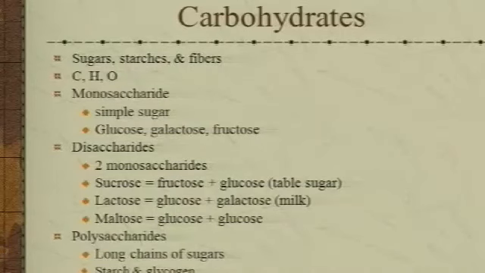Now, when we get into polysaccharides, these are going to be long chains of sugars. These could be as long as hundreds of sugars linked together. These are going to be starches, fibers, and glycogen. And they're going to be multiple monosaccharides linked together.